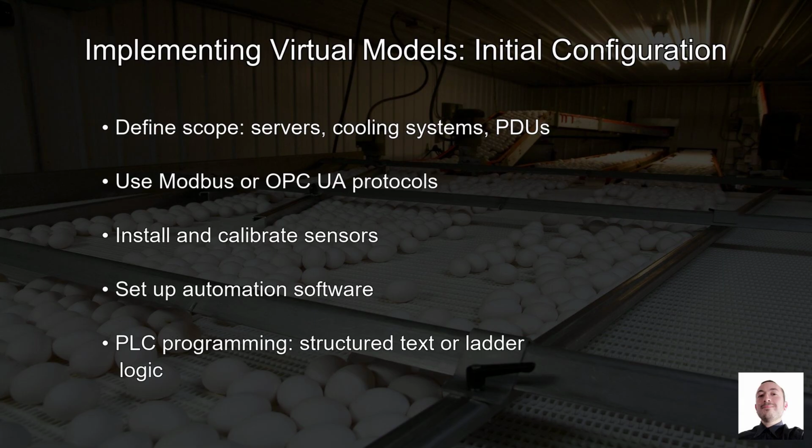To start implementing virtual models, you need to configure the foundational elements. Begin by defining the scope of your virtual model. Identify the physical assets you want to represent digitally, such as servers, cooling systems, and power distribution units. Next, establish the communication protocols between your physical assets and the virtual model. Use standard protocols like Modbus or OPC UA for seamless integration. Ensure your sensors are correctly installed and calibrated. This is crucial for accurate data collection.